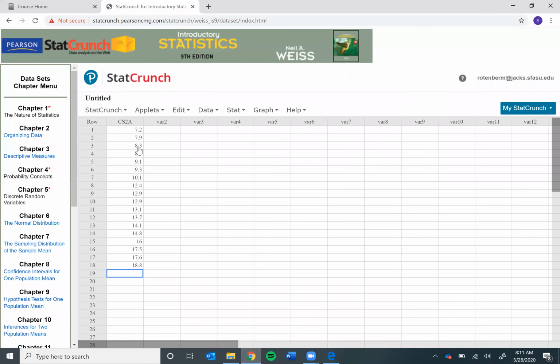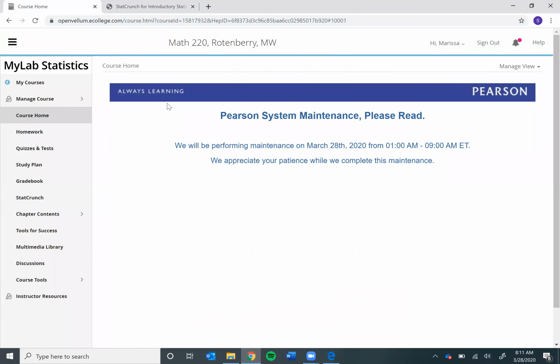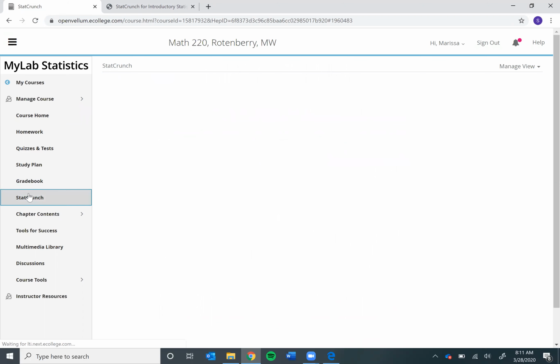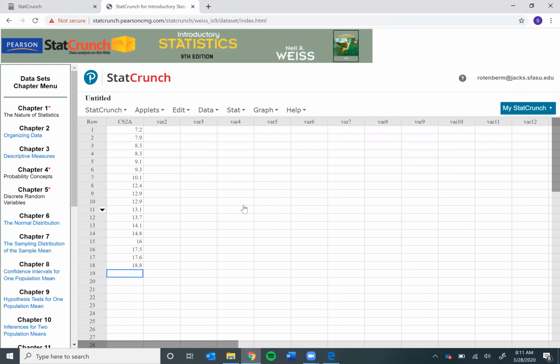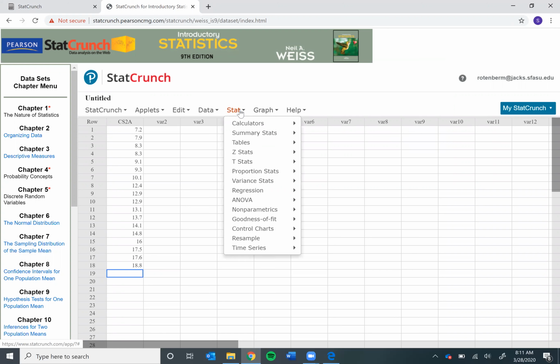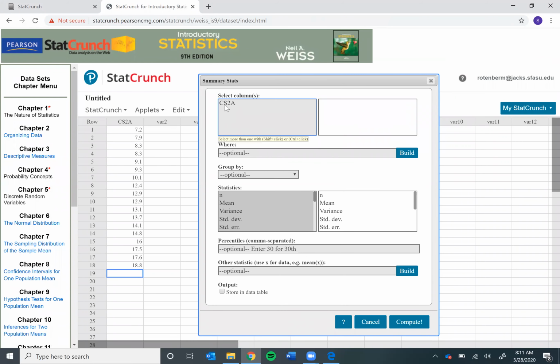Here I have the data all listed in StatCrunch. You get to StatCrunch from your Pearson homepage, with this option off to the side, StatCrunch, and then you click view the data sets from your textbook. It defaults to the data sets and a blank page. I already typed in the data and double checked it. Then we go to Stat, Summary Statistics, Columns, select the column we want, and press compute.